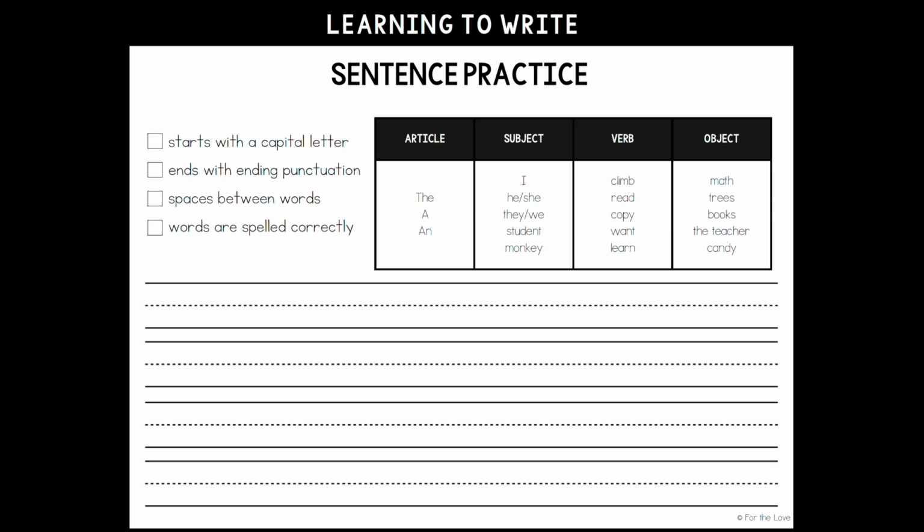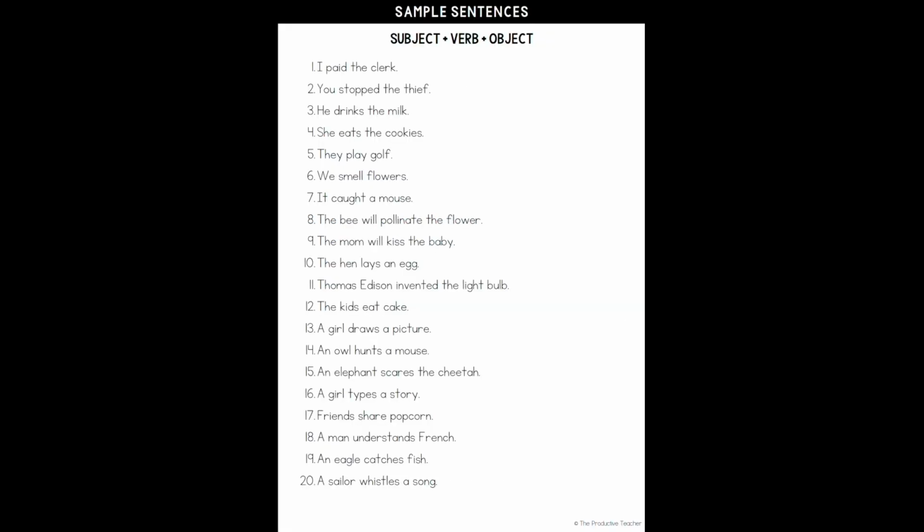So students are given the pieces and they need to put them together in a way that makes sense for a complete sentence. Notice we still have our mechanics checklist because we always want our students remembering to have proper mechanics as they are writing sentences. Here are some sample sentences you can use to build anchor charts or give your students examples of sentences that have a subject, verb, and object.